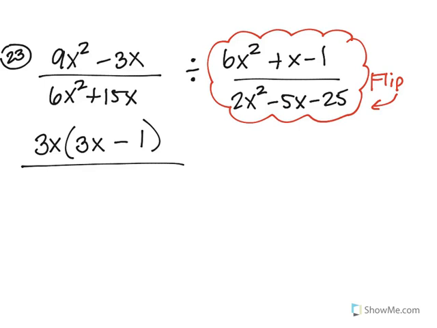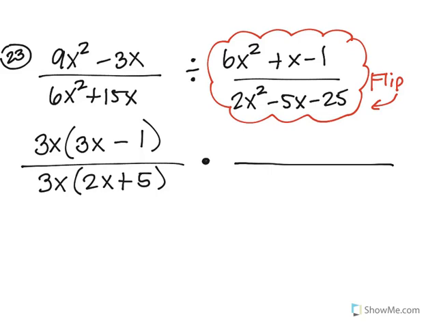On the bottom, you still got two terms. What's the only thing you can do? 3x GCF, and that leaves us with 2x plus 5, right? Okay, good. Change to multiplication, and whatever's on the bottom, you're going to do for your top. Does that make sense?